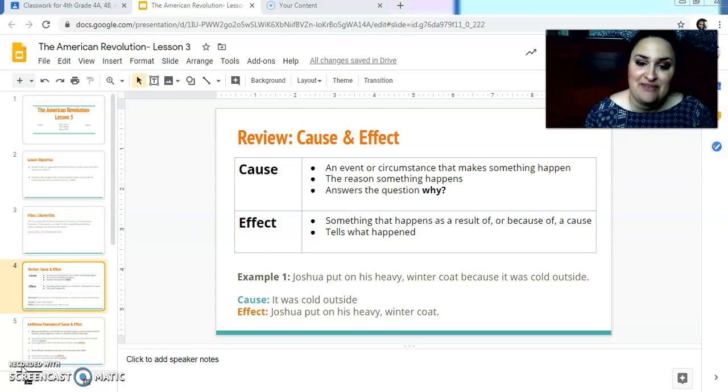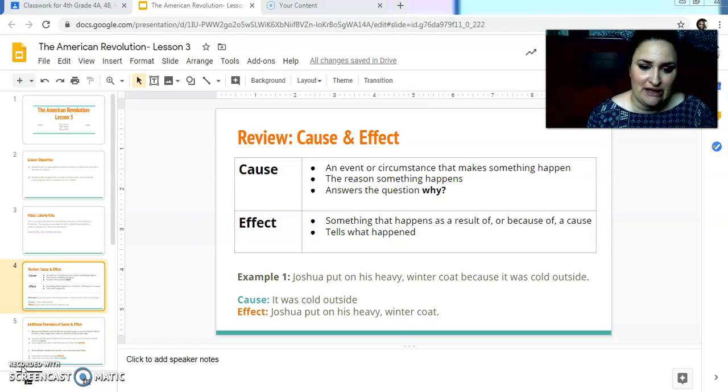A cause is an event or circumstance that makes something happen. It's the reason something happens, and it answers the question, why? The effect is something that happens as a result of or because of a cause, and it tells what actually happened. I know that we've done cause and effect multiple times this year, so this should hopefully be review for you.